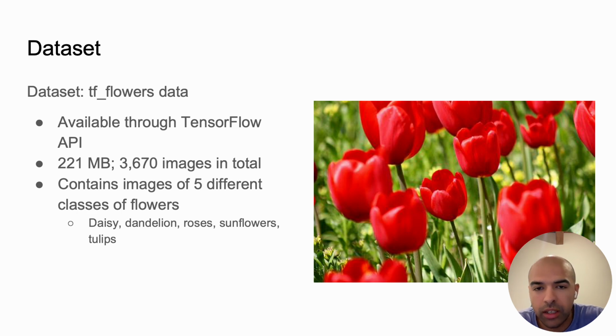The data set I'm using is the TF Flowers dataset from TensorFlow. With this dataset, what I'll be doing is building an image classification model that can identify or classify five different classes of flowers from this dataset. It's got about 3,670 images in total, and the five different classes of flowers in the dataset are daisies, dandelions, roses, sunflowers, and tulips.